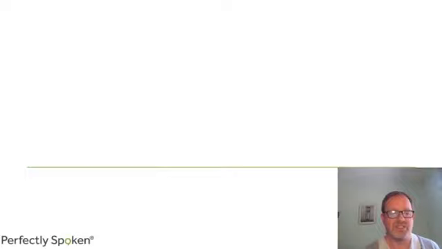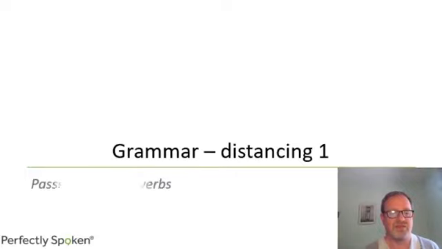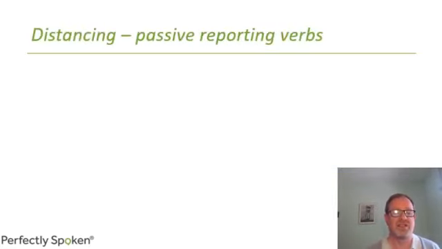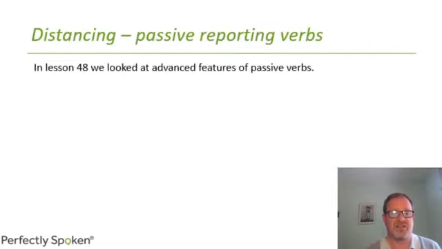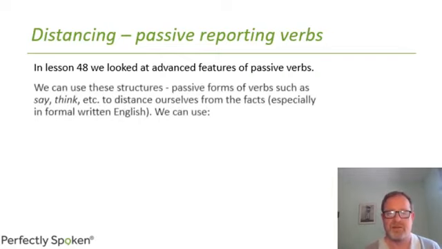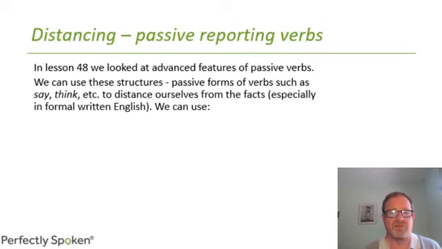Another way that we can distance ourselves from statements is to use passive reporting verbs. We actually looked at these structures in lesson 48 on advanced features of passives, but here we want to look at them in terms of distancing. So, for example, we can use passive forms of verbs such as say, think, etc. to distance ourselves from the facts. This is a feature particularly common in written English rather than spoken English.